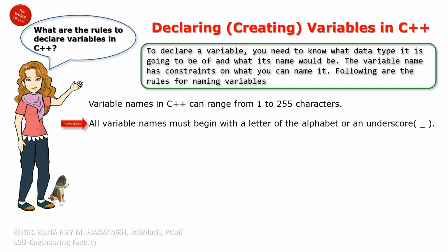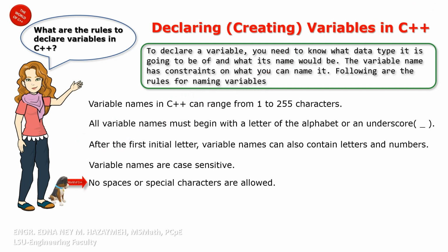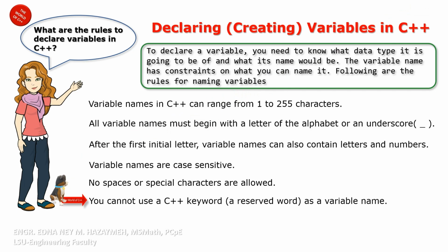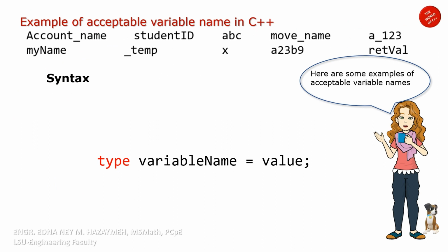All variable names must begin with a letter of the alphabet or an underscore. After the first initial letter, variable names can also contain letters and numbers. Variable names are case-sensitive. No spaces or special characters are allowed. You cannot use a C++ keyword, a reserved word, as a variable name. Here are some examples of acceptable variable names.